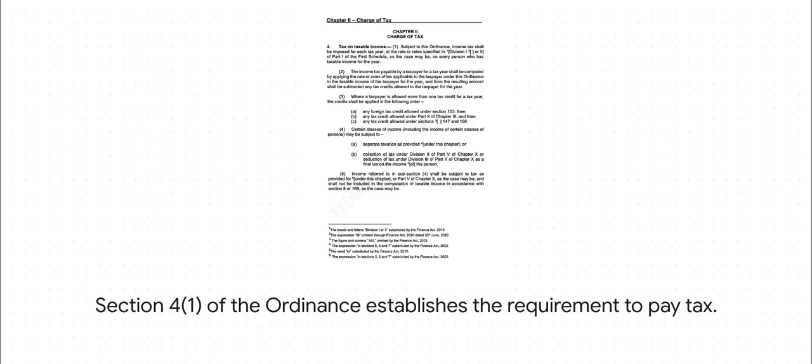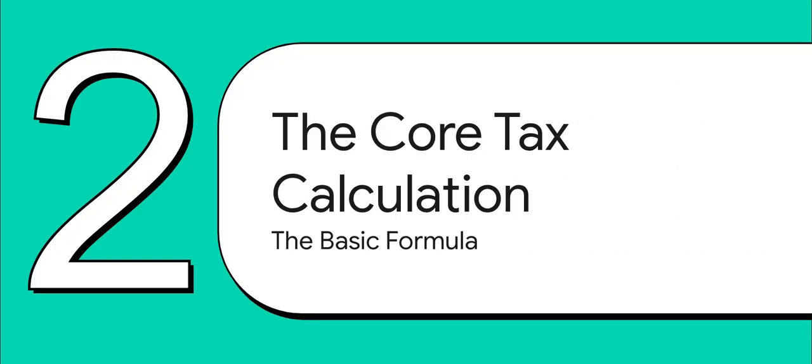And look, we're not just making this up. Here it is right from the source. This is Section 4, Subsection 1 of the Ordinance. It says that tax shall be imposed for each tax year on every person who has taxable income for the year. It's about as clear and direct as it gets, and it's the bedrock of the whole system. Okay, so we've established who pays. The next logical step is how is that initial tax amount actually calculated?